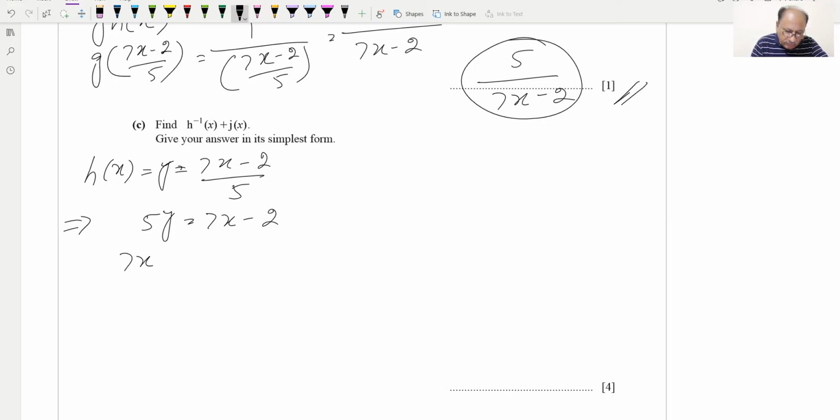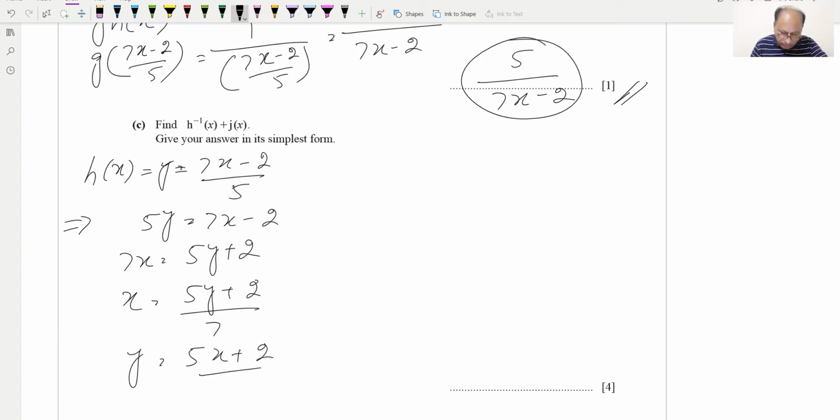So 7x will be equal to 5y plus 2. We have shifted 2 to the other side. Now x will be equal to (5y plus 2) divided by 7. Swap x and y, so y will be equal to (5x plus 2) over 7, and this will be our h inverse of x. And they are saying h inverse of x plus j of x. So this is our question.